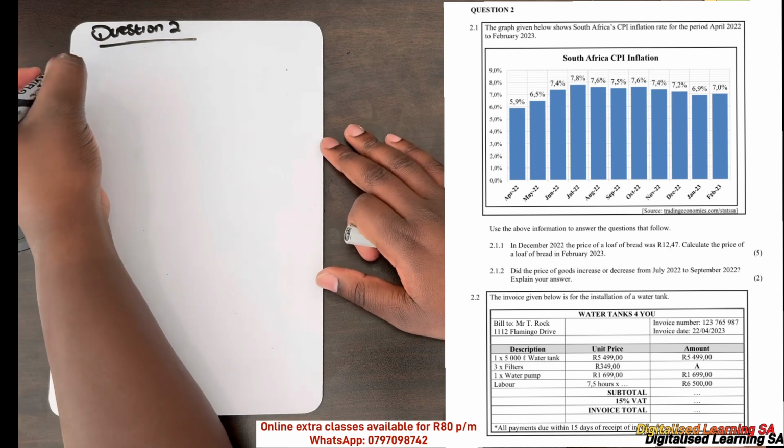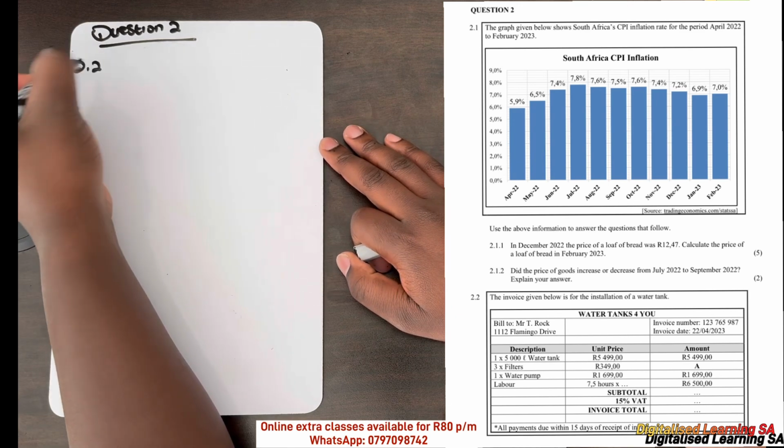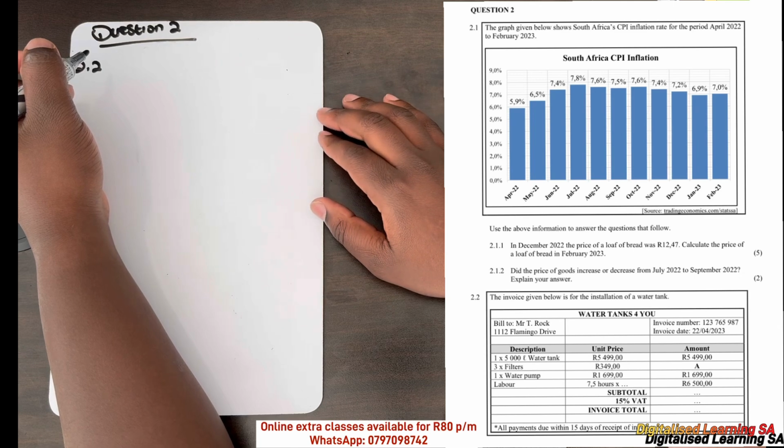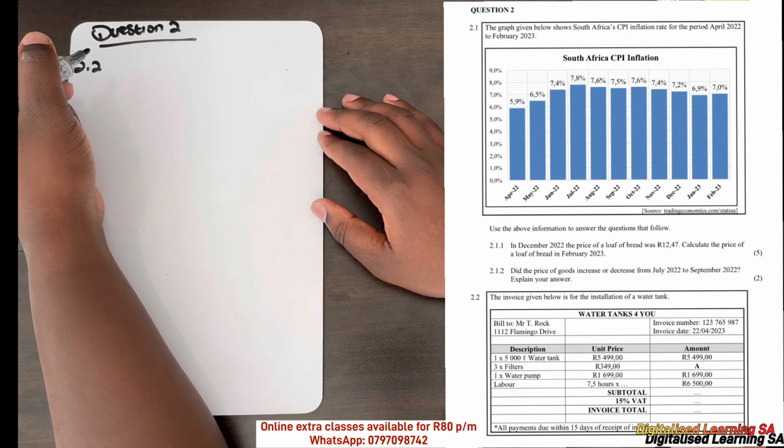So now let's move to question 2.2. The invoice given below is for the installation of a water tank. So this is the water tank invoice given. We are told that Water Tanks for You, so I am assuming Water Tanks for You is the company that installed the water tank, right?